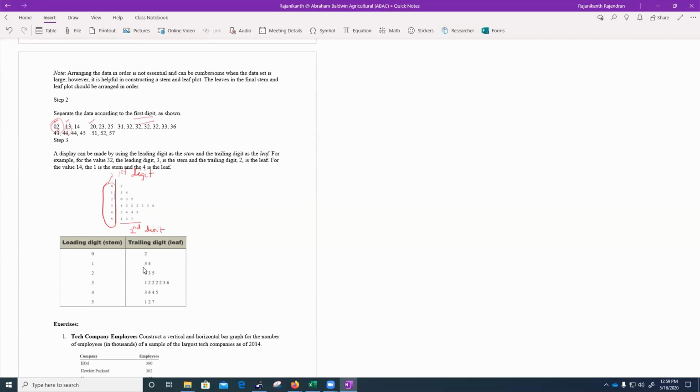So if you're arranging this way, you see now this kind of display is called the stem and leaf. Okay, it's very easy.